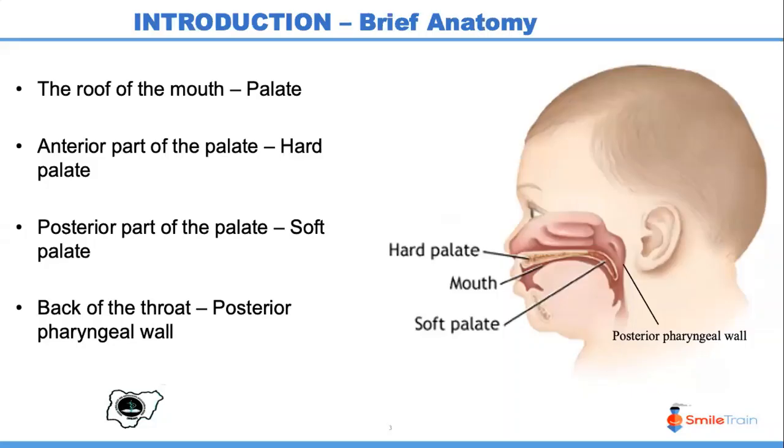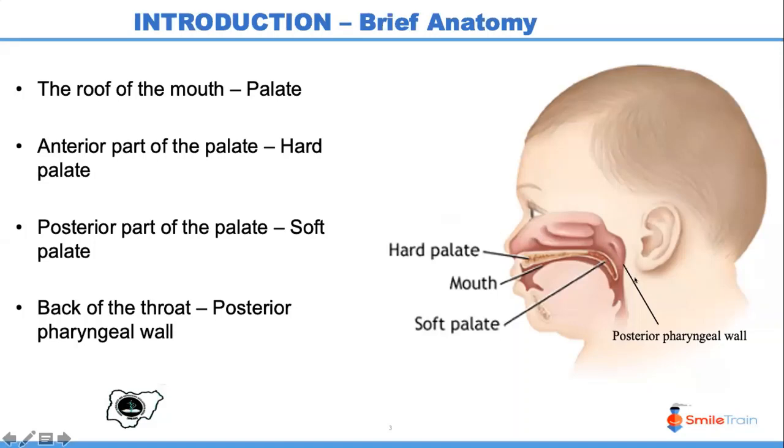But considering the anatomy of the oral cavity, the roof of the mouth, because I'm aware that we have some other non-medical participants here, parents, guidance, I will be as basic as possible so that I'll be able to carry everybody along. So the roof of the mouth is what we refer to as the palate. The anterior aspect of that roof of the mouth is the hard palate, as the picture is showing. The posterior aspect is the soft palate.